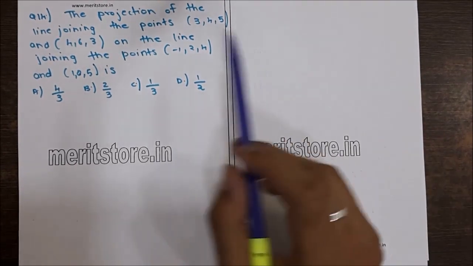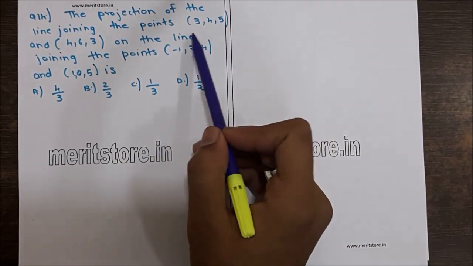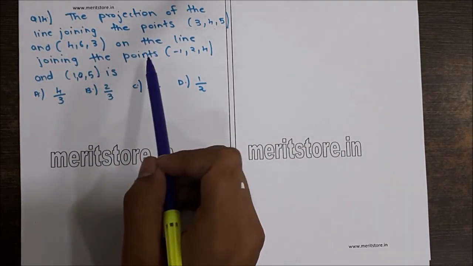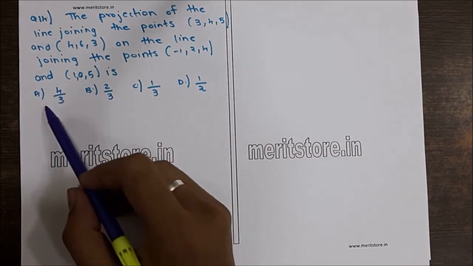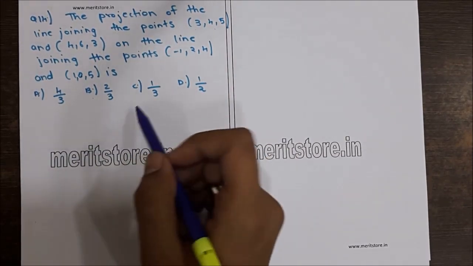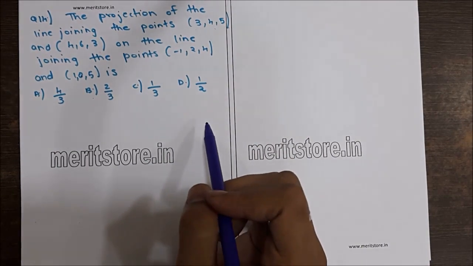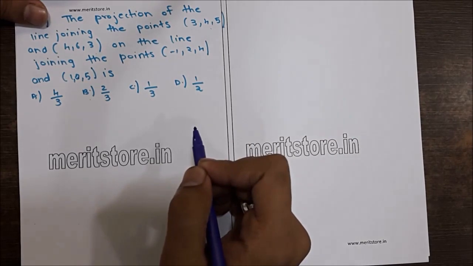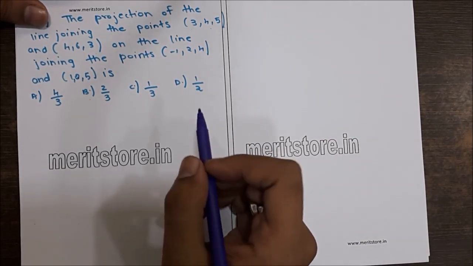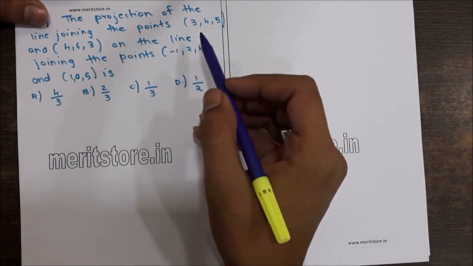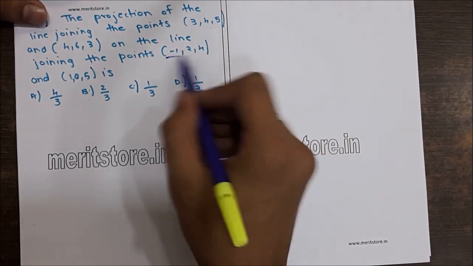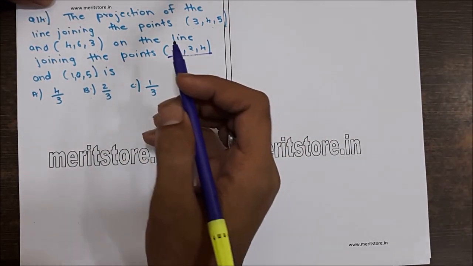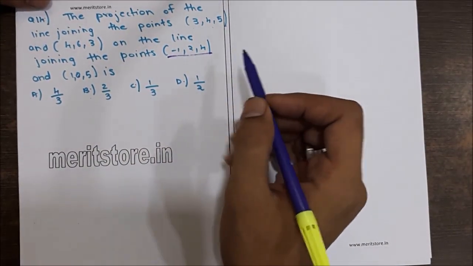Question number 14. The projection of the line joining the points 3, 4, 5 and 4, 6, 3 on the line joining the points minus 1, 2, 4 and 1, 0, 5 is option A 4 by 3, option B 2 by 3, option C 1 by 3, option D 1 by 2. So let us assume P to be minus 1, 2, 4 and Q be 1, 0, 5.